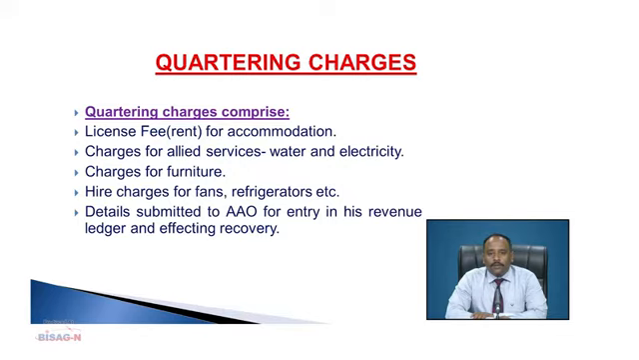In the next coming few minutes, I'll be covering various aspects involved with rent and allied charges. What are quartering charges? The quartering charges comprise license fee, that is the rent for accommodation, charges for allied services, that is water and electricity, charges for furniture, hire charges for fans, refrigerators or any equipment. These details have to be submitted to AAO for entry in his revenue ledger and the same affect recovery.